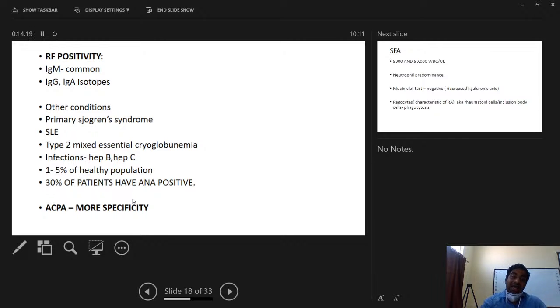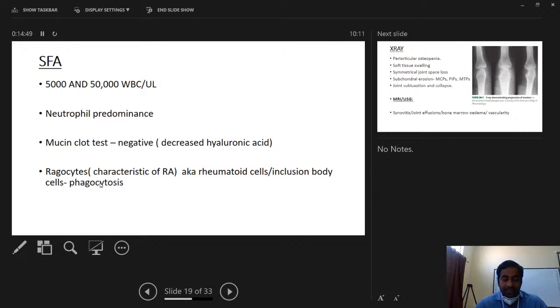30% of patients with rheumatoid arthritis also have ANA positive. ANA is usually positive in SLE, right? So even 30% of patients in SLE may come out to be positive for rheumatoid factor. ACPA is more specific. That's why you do anti-CCP; if anti-CCP is positive, most likely it is rheumatoid arthritis. That's why anti-CCP is more specific.